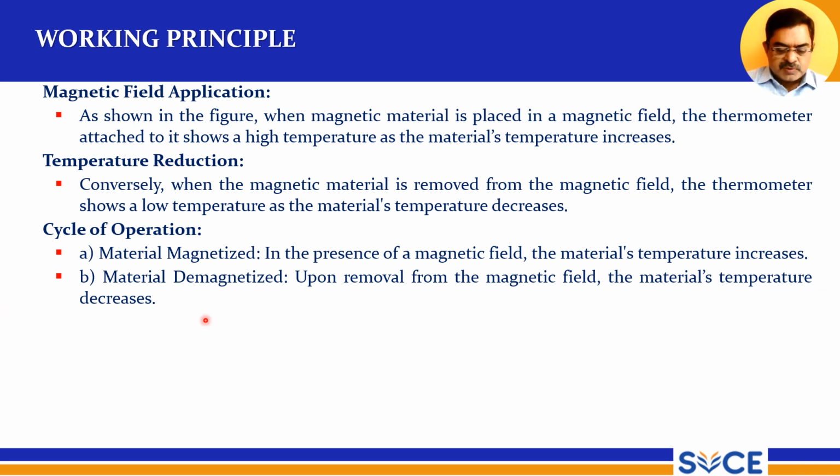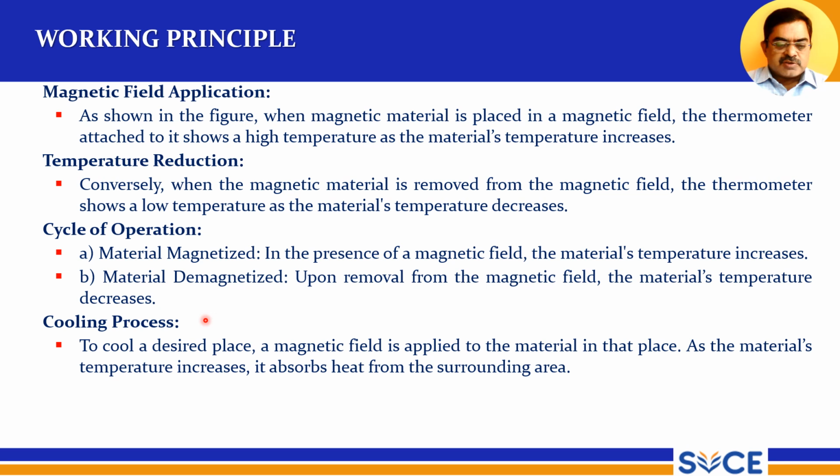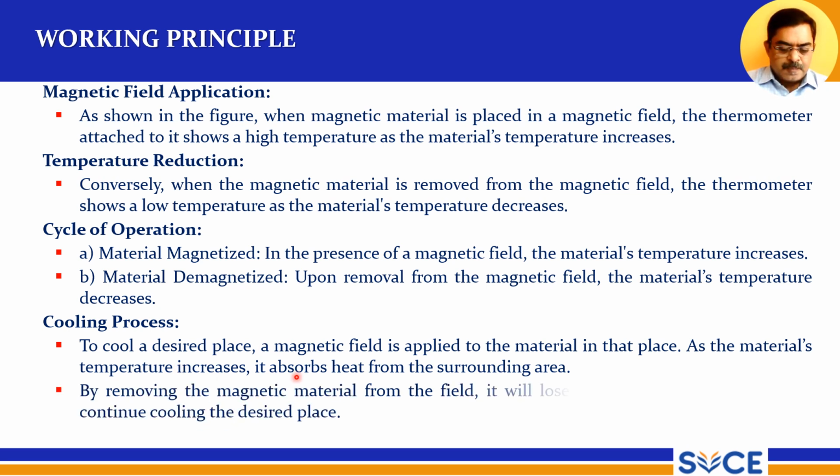This is what we observed in the earlier diagram, and the cooling process takes place to cool a desired place. The magnetic field is applied to the material in the place. As the material temperature increases, it absorbs heat from the surrounding area. By removing the magnetic material from the field, it will lose heat and the cooling continues, cooling the desired place. So the desired place will be cooled when the material is removed from the magnetic field.